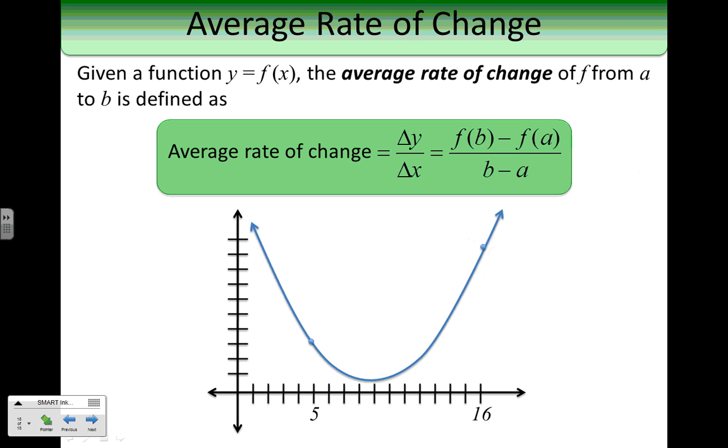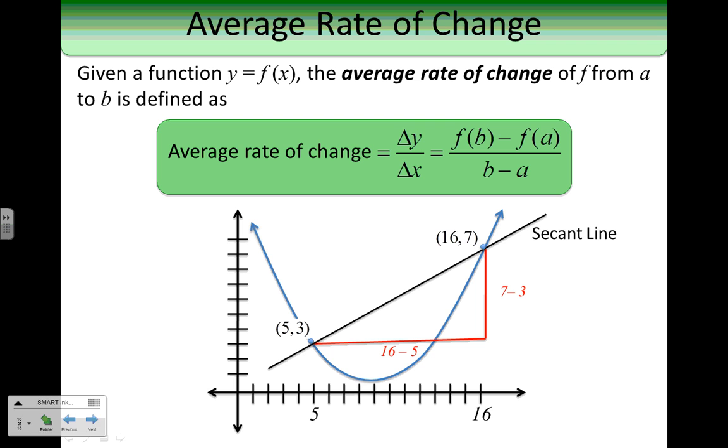Okay, so let's say that my points were at 5 and 16. So here's my point, (5, 3) and (16, 7). I want to find the average rate of change between the two. So I'm just drawing the line that connects them and finding the slope. So the average rate of change, change in y over change in x, is going to be 7 minus 3 over 16 minus 5, which is 4 over 11.